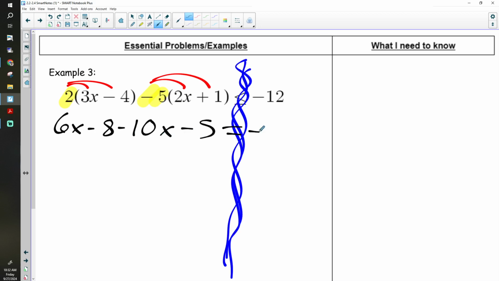Beautiful. And drop down your negative 12. Great. Yeah, that's how I got my stuff set. Now combine your like terms. Look on the left side, look on the right side. Can you combine like terms?